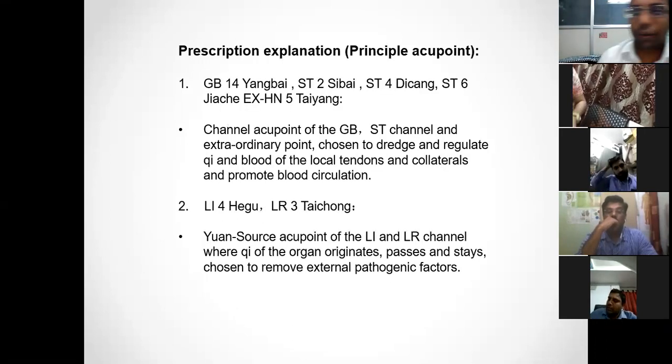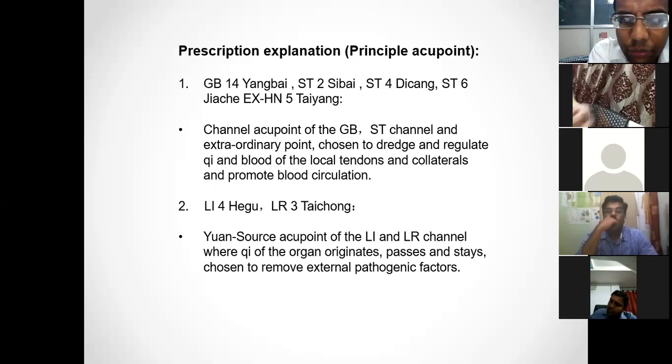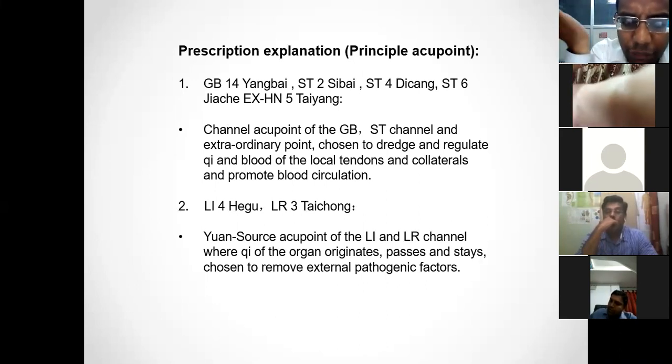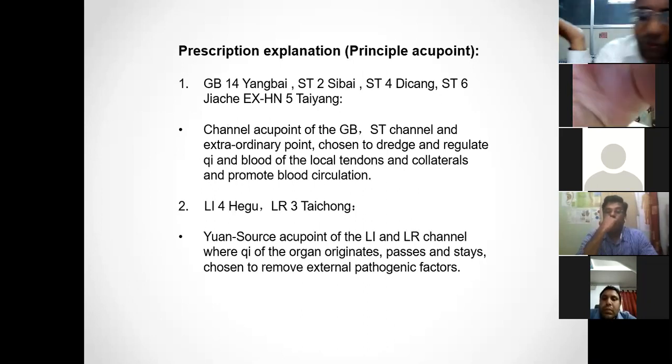The acupoints of the GB and stomach channels and the extraordinary channel are chosen to regulate the Qi and blood of the local tendons and collaterals and promote blood circulation. So these channels are used to promote blood circulation in the area. LI4 and LR3, where the Qi of the organ originates and passes, are chosen to remove the external pathogenic factors.